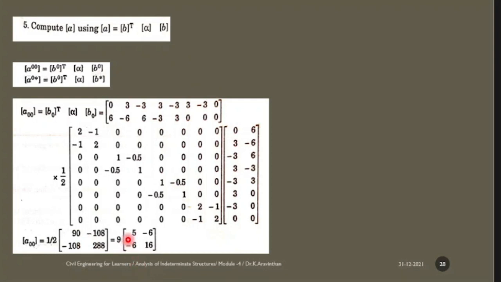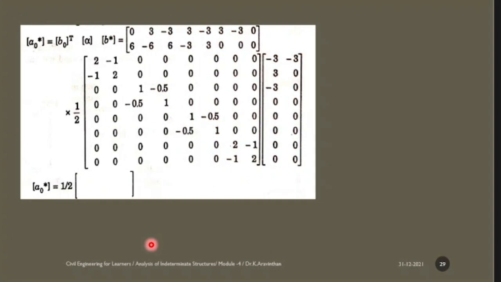Now what they have done here is they have taken a common factor and divided by 18. So if you divide 90 by 18, how much is it? 90 by 18 is 5. 108 by 18 is 6, and the same 108 by 18 is 6, and 288 by 18, what is the value? 16. And 18 by 2 is how much? 9. See, you got this value.